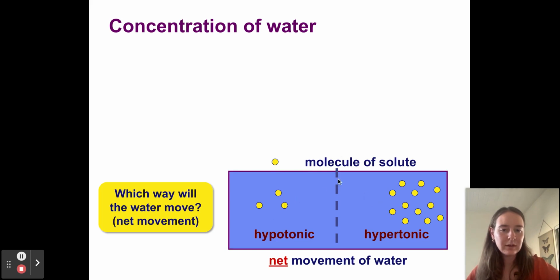Well, these molecules of solute, they're too big to cross the membrane. So let's say they're not able to cross. So let's say only water, the blue water, can cross. What direction will the water move? What's the net movement of water? Take a moment, pause the video if you need. This is really good practice for you to think about.